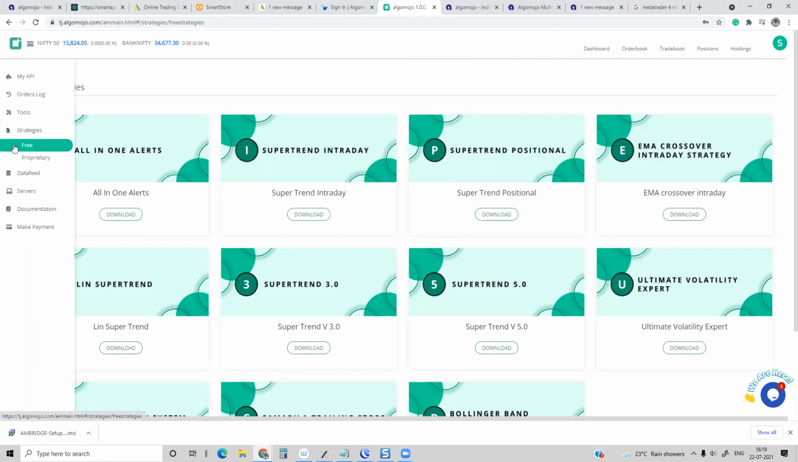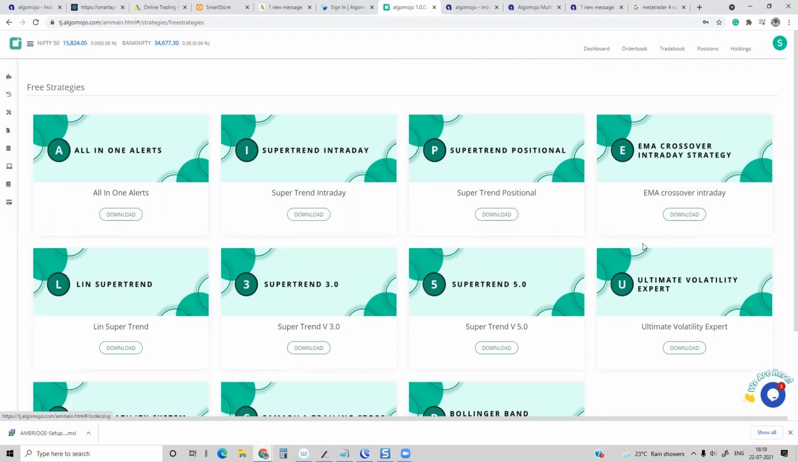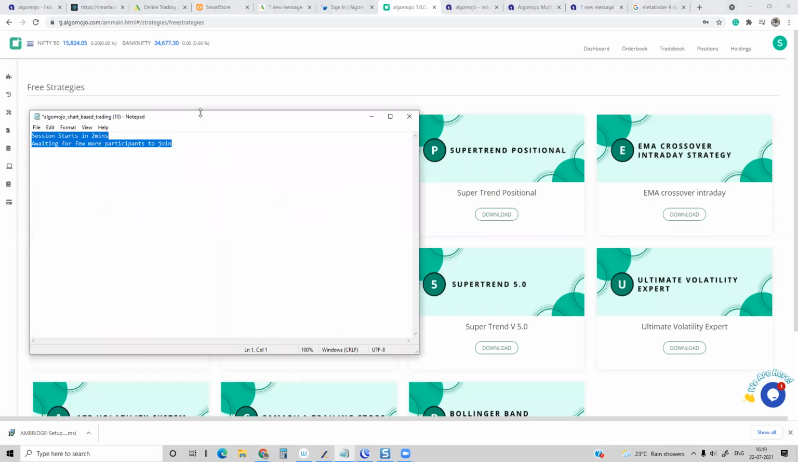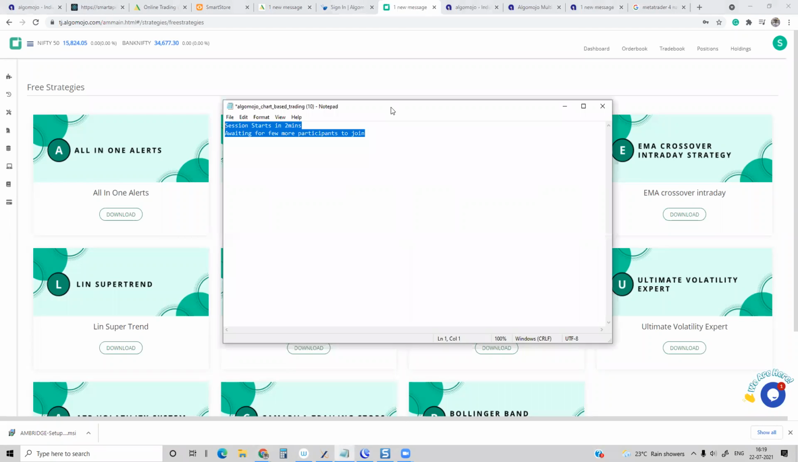More and more free strategies will be available under this section. Or in case you have any request, you can send it to support@algomojo.com. If you want any particular MT4 algorithm listed in the free strategy section, you can always send a support mail requesting it to support@algomojo.com.